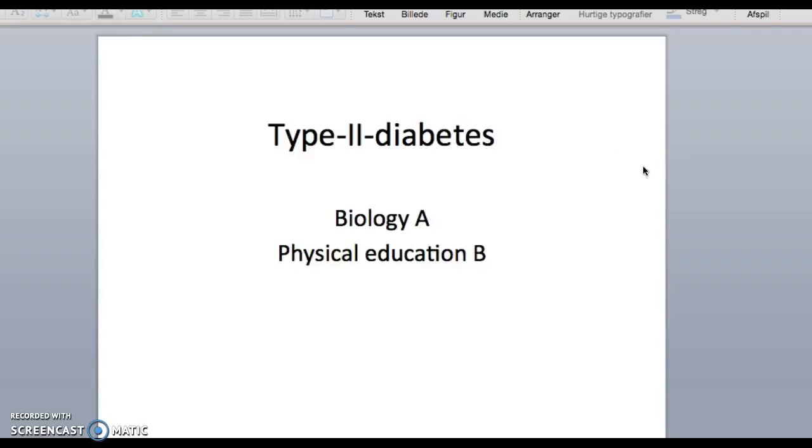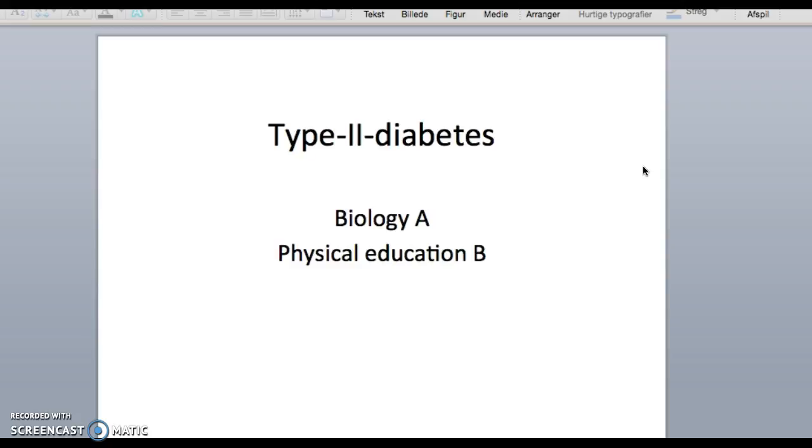So I chose to write my SRP about type 2 diabetes, and I chose to write it in the two subjects, biology and physical education. And I chose these two subjects because I find them very interesting. I like to learn about the body and what functions the specific body parts and organs have for the body, and what happens when something doesn't work, like in type 2 diabetes, when the insulin doesn't work.